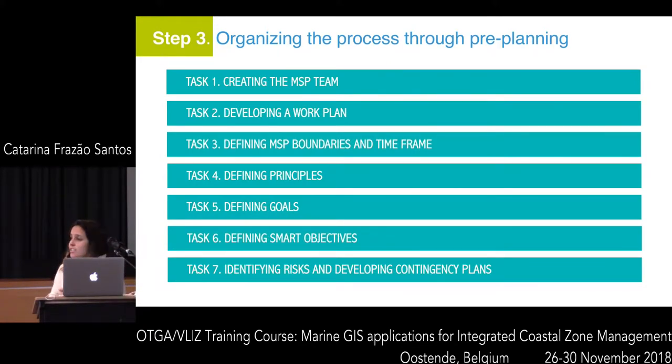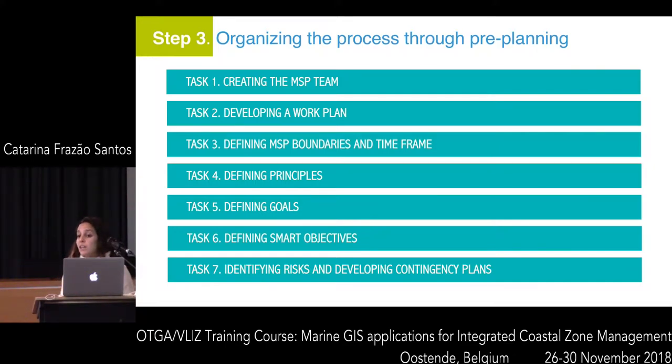So the third step is a dense one, but it's also a very important one. It is about organizing the process through pre-planning of marine spatial planning. So it entails creating an MSP team, developing a work plan, defining boundaries about space and time, not only spatial boundaries, but also time boundaries, defining principles, defining goals, defining SMART objectives, which is very important because objectives need to be measured.